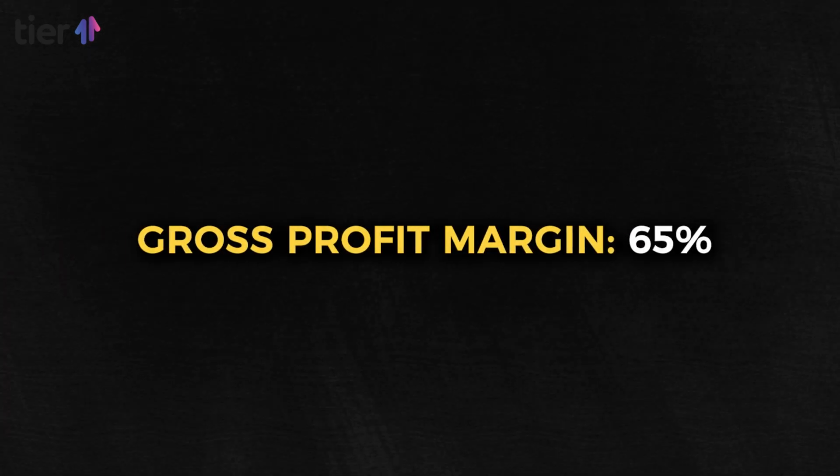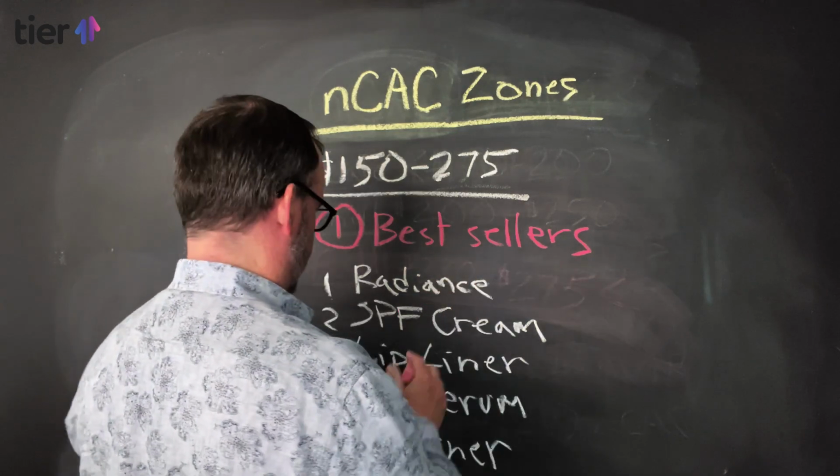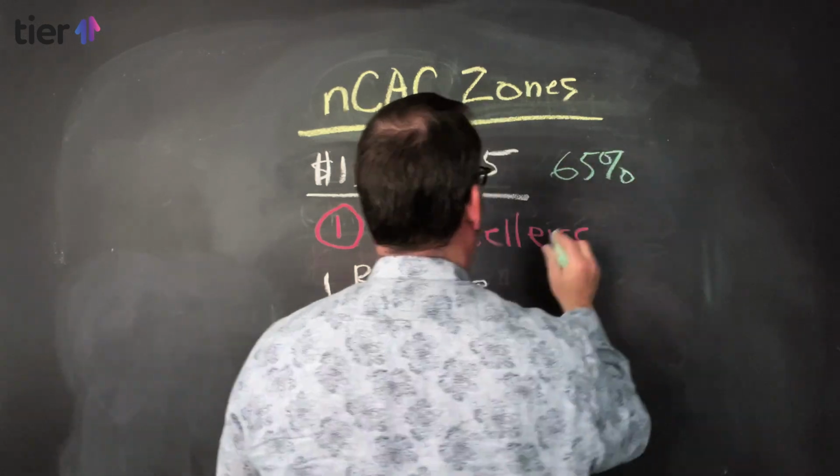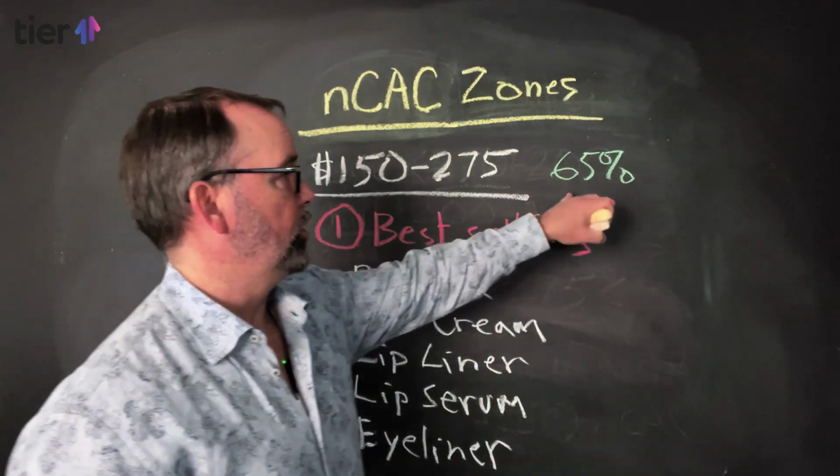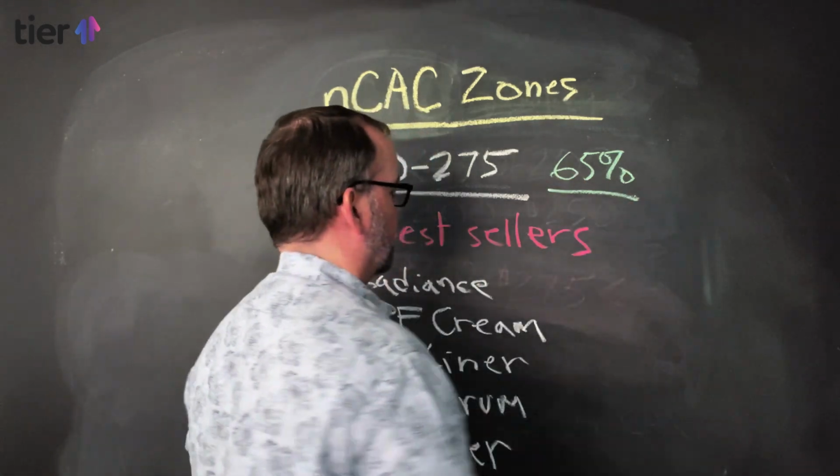In our individual case, when we were looking at their total company nCAC, they had a gross profit margin of about 65%. So this is 65%. That's their global nCAC with their global gross profitability.